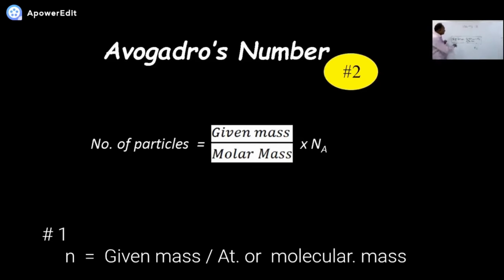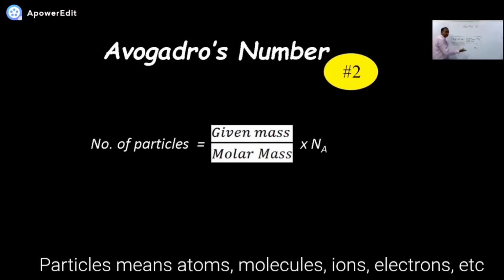and one minute. Number of particles means atoms, molecules, ions, all. Like you say fruits. Okay, it's a general term. Which fruit? Apples. Which fruit? Mangoes. Which fruit? Cherries. Similarly, particles is a general term. Now, what type of particles? Could be atoms, could be molecules, could be ions.